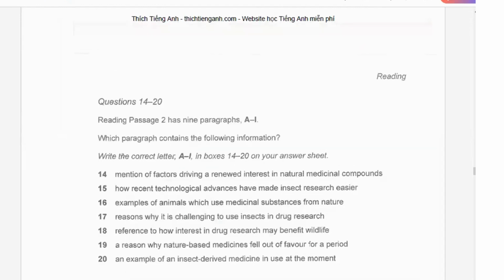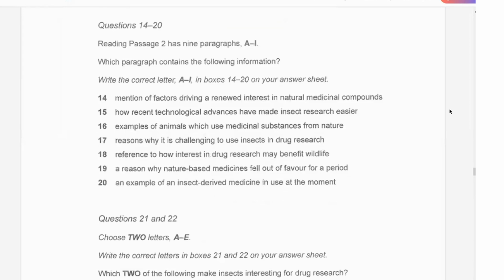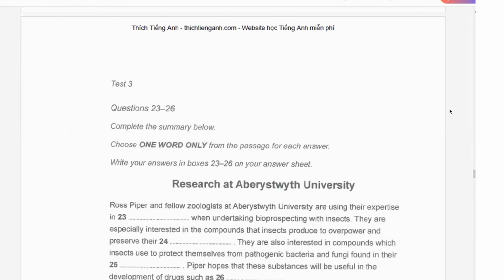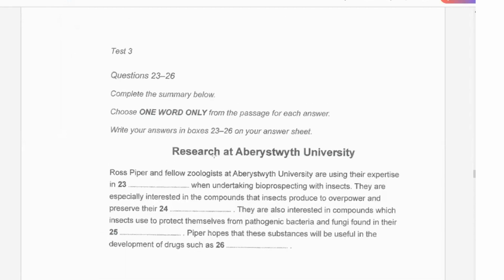Again, it starts with matching information. This matching information is plenty, so I probably will start with it. We have multiple choice here. We have gap filling. I'm going to start with gap filling. Researchers at Aberystwyth University. Ross Piper, this is a keyword, and fellow zoologists at Aberystwyth University are using their expertise in dash when undertaking bioprospecting. So I'm going to look for Aberystwyth University and Ross Piper and then expertise.